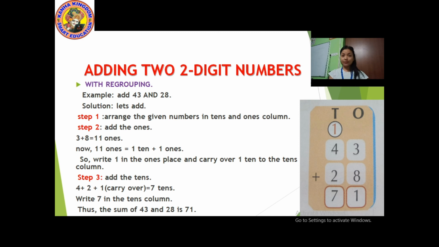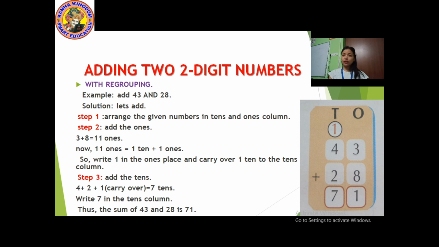And step 3, add the tens. Okay student, we should add the tens. In the number 43, 4 is the digit in the tens column, and in the second number, 28, 2 is the digit in the tens place, right? So we should add 4 and 2.